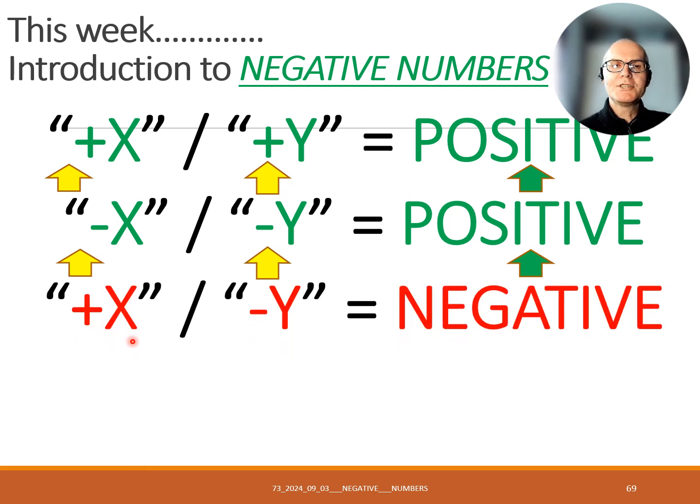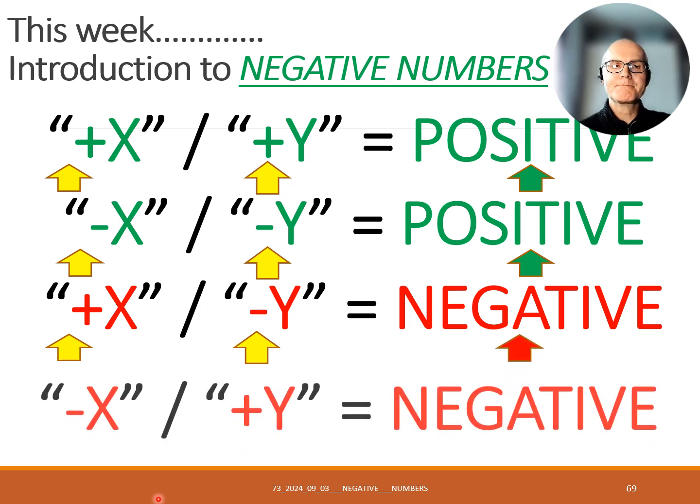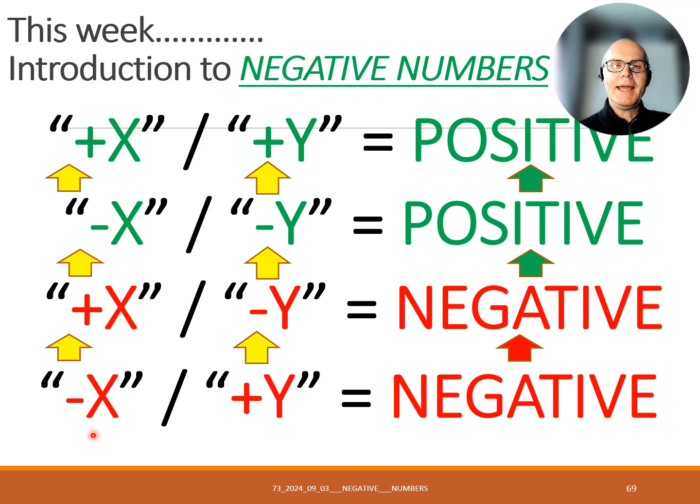Any positive divided by any negative equals a negative result. Positive divided by a negative equals negative result. Any negative divided by any positive equals negative result. Negative divided by positive equals negative result.